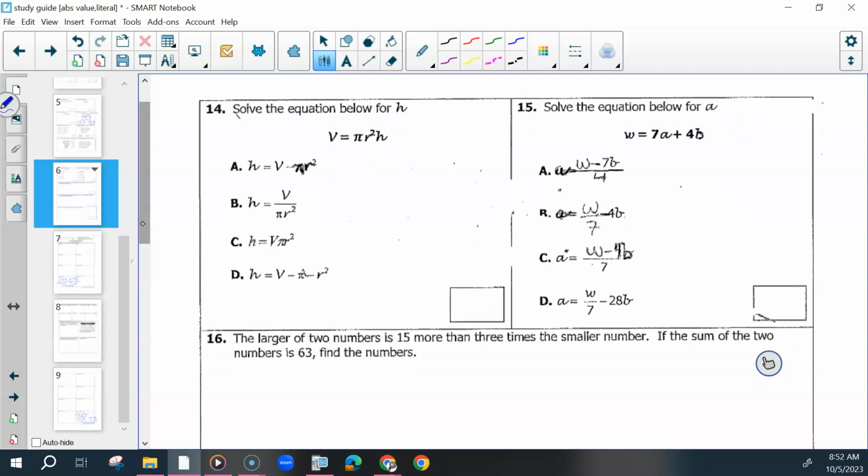For 14, we're solving for h. We have to get rid of pi r squared. How could we do that? Divide everything at the same time by pi r squared. So they cancel, and h would be your answer. Alright, questions on 15 before we move on.